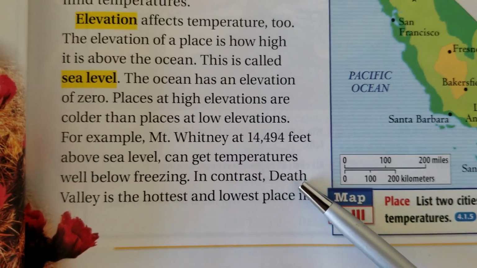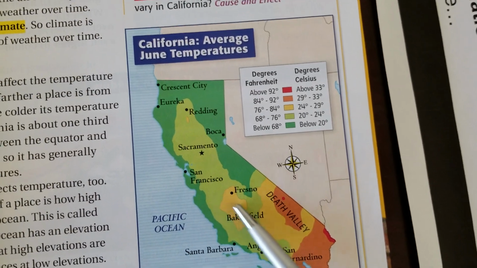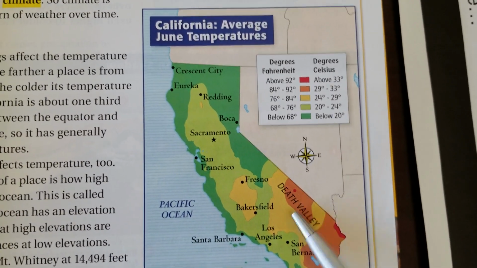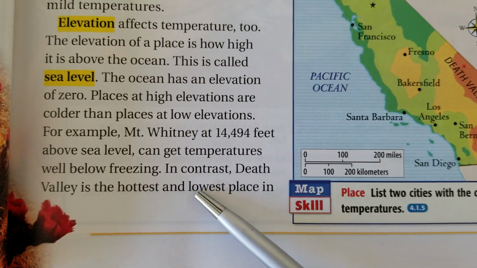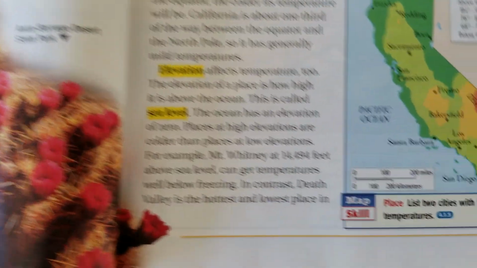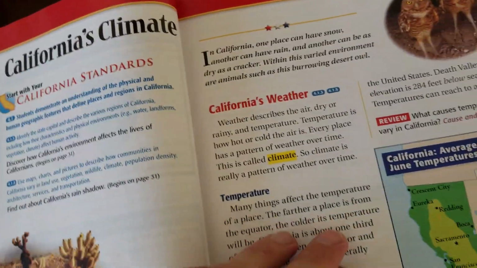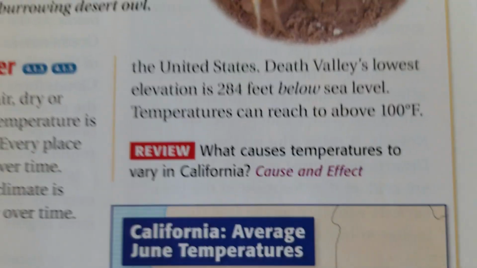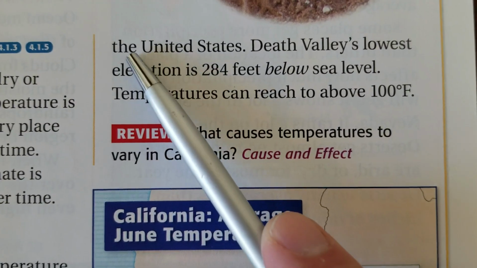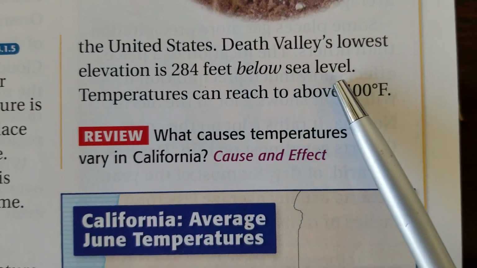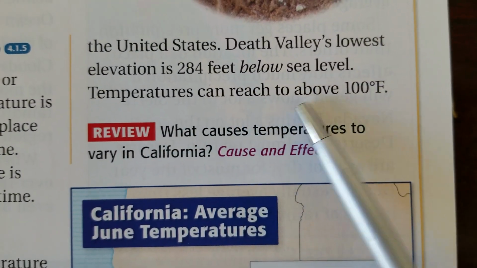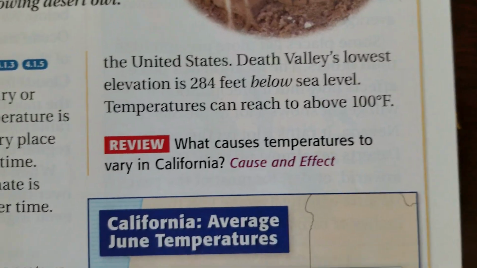In contrast, Death Valley, check it out on the map, use those maps, is the hottest and lowest place in the United States. Death Valley's lowest elevation is 284 feet below sea level. Temperatures can reach above 100 degrees Fahrenheit.